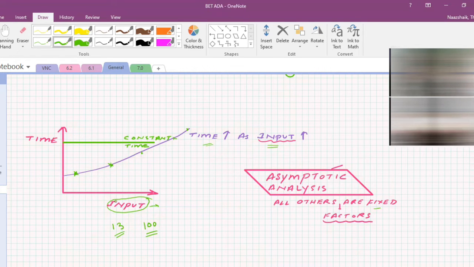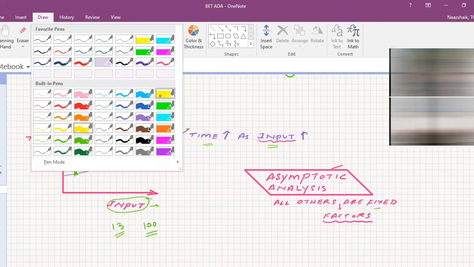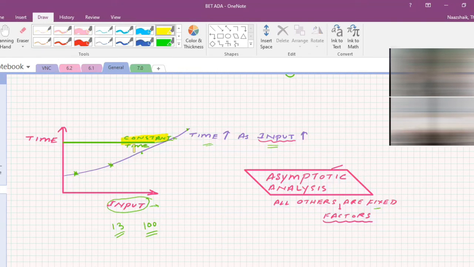So we understood that as the input of the algorithm increases, the time it takes to compute also increases. However, there could be a certain methodology in an algorithm where no matter how much you change the input, the time never changes. It's always fixed. So you could have cases where you have an algorithm which behaves always in constant time.